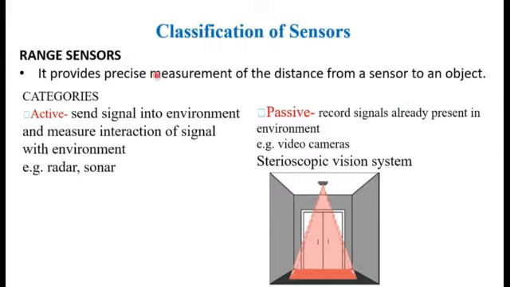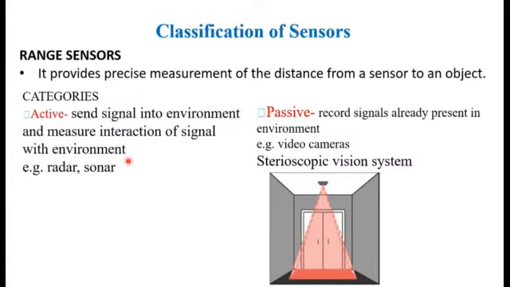A range sensor provides a precise measurement of the distance from a sensor to an object. That means it gives a correct, precise measurement of the distance between the sensor and the object. There are two types of range sensors, active and passive. Active sensors send signals into the environment and measure the interaction of the signal with the environment.